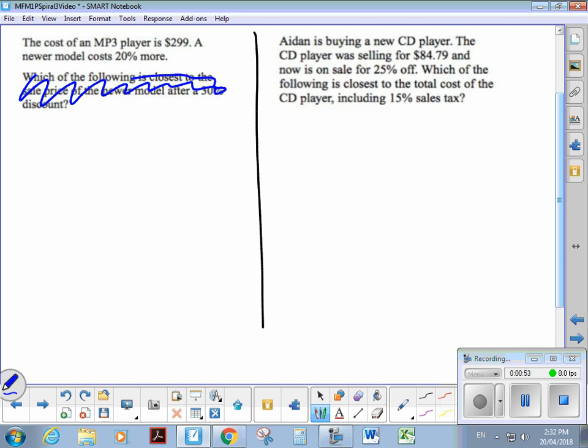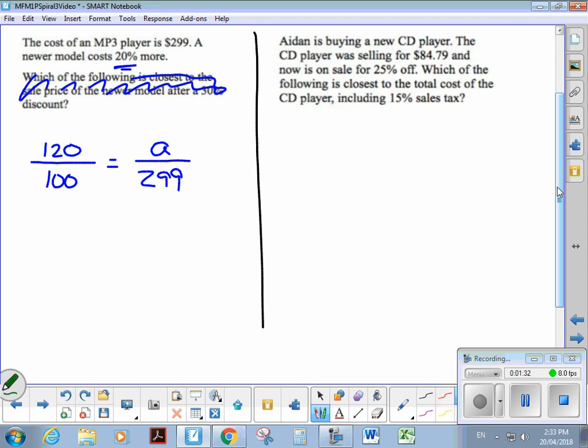All right. So MP3 player, it's $299 right now. The new model is 20% more. So if 100% of the cost is $299, what percentage will we be paying for with the newer model? Well, 20% more would be 100% plus an additional 20%. So we're actually going to pay 120% of the cost in order to get this new MP3 player. So this is what we're looking for.